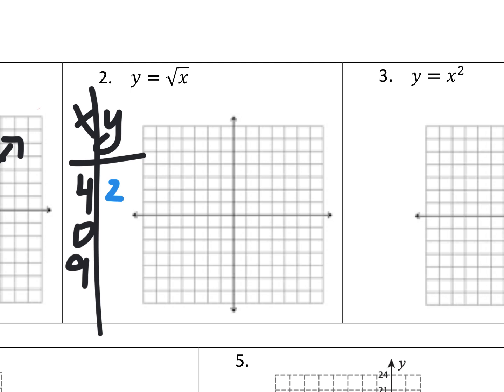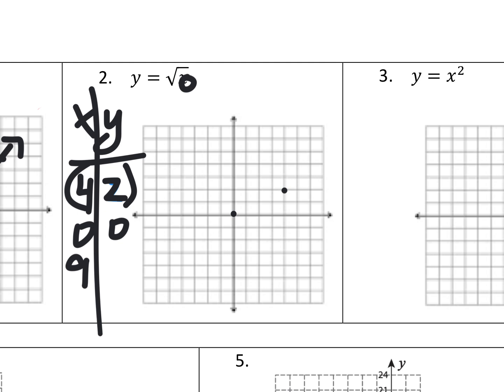Square root of 0, if you didn't know this, 0 times 0 is 0. So the square root of 0 is 0. And we're making points here. 4 comma 2, that's a point. You go over 4, you go up 2, you put a dot. 0, 0, put a dot.